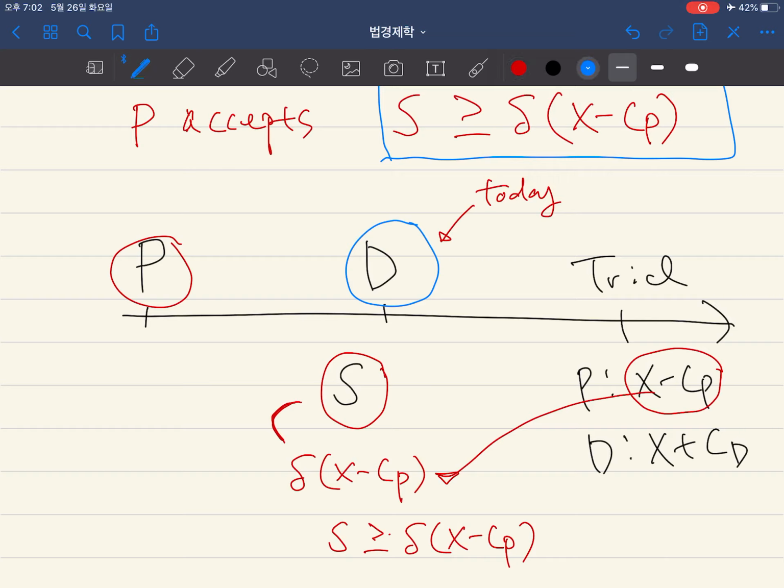Defendant knows this. So if they cannot settle today and tomorrow comes, then defendant is going to offer exactly this much: delta times X minus CP. In this case, plaintiff is going to accept, and they settle tomorrow. So they don't go to trial. It is not possible for them to go to trial. If they fail to settle today, we can be sure that they will settle tomorrow.